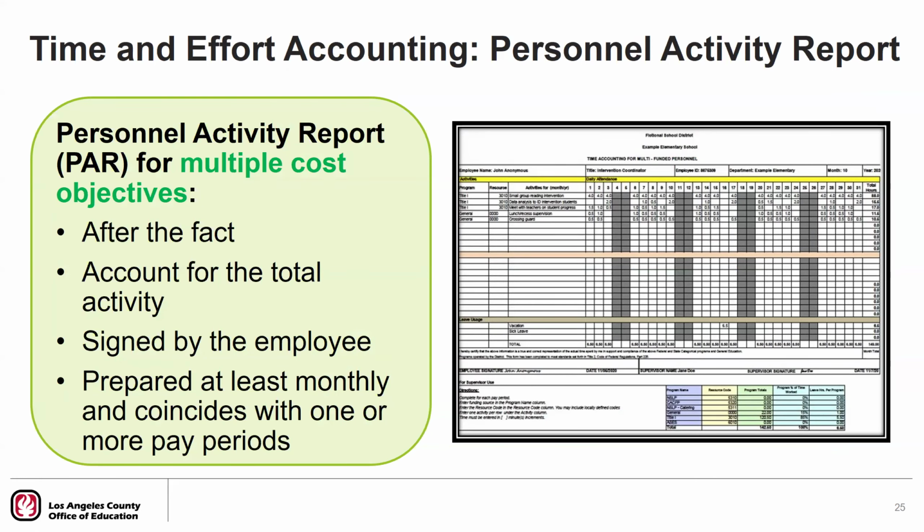Now, for an employee that has multiple cost objectives, CDE has shared this sample of a personnel activity report. The person's daily activities are detailed by time and funding sources for each day in the month. For personnel activity reporting, it must be after the fact, once the work has been performed, account for 100% of the employee's activity, be signed by the employee, and prepared at least monthly and coincide with one or more pay periods. Now, this report can be quite tedious and time-consuming for employees, and that is why it's important to create a system that will assist the staff member to complete the part with ease.